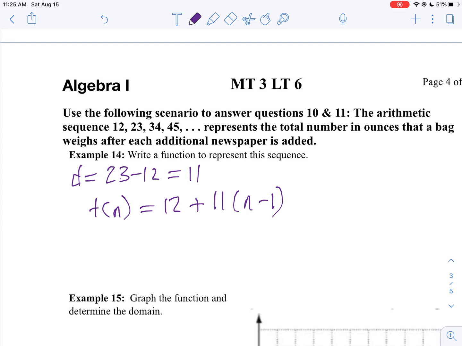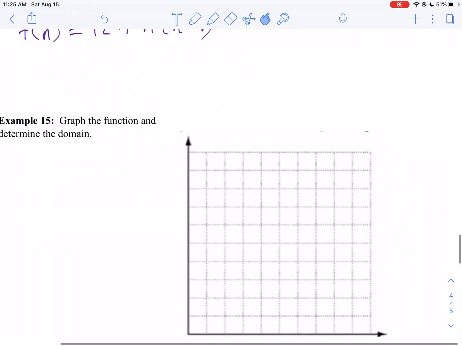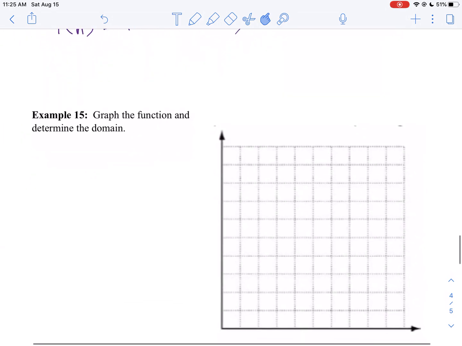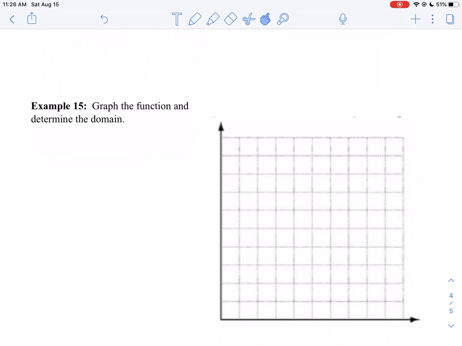Now, let's graph the function and determine the domain. So we're going to start at 12 and we're going to go up to 45. So once again, I think I'm going to count by fives for my y-axis. So 5, 10, 15, 20, 25, 30, 35, 40, 45, and 50.